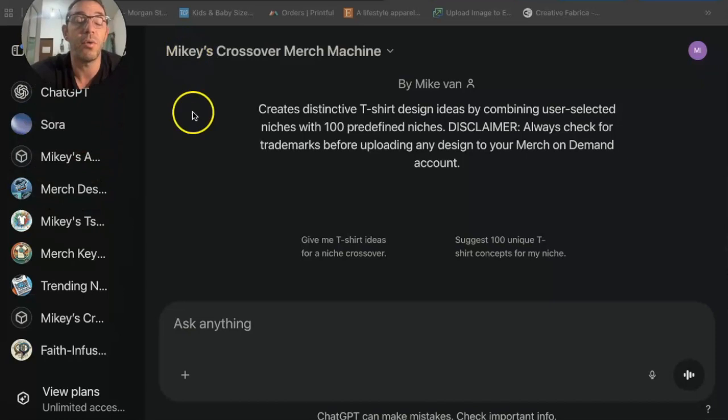But basically what you can do is you can come to this GPT right here and pop in any niche. So we're going to go with marijuana because that's the one we're talking about. What it does is create distinctive t-shirt design ideas by combining user selected niches with 100 predefined niches. Basically, it takes a niche and cross niches it with 100 evergreen niches.